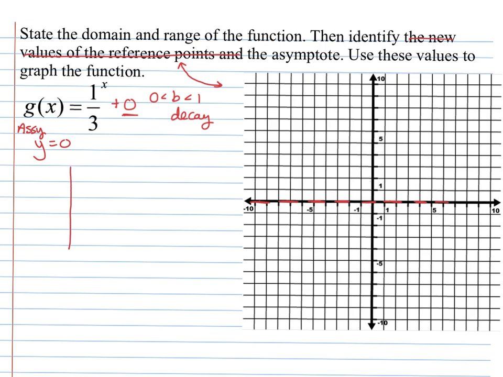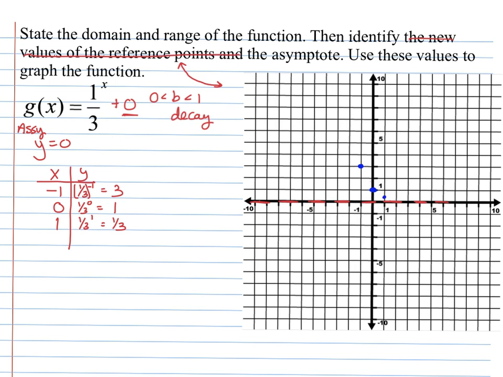We're going to create our table, and we're going to use, again, those three values, -1, 0, 1. And we're going to substitute it in there. So we're going to have 1/3 to the -1 power, which just gives you 3. 1/3 to the 0 power is just 1. And 1/3 to the 1 power is just 1/3. So when we graph that, our ordered pairs are going to be -1 and 3, 0 and 1, and 1 and 1/3, somewhere around there.